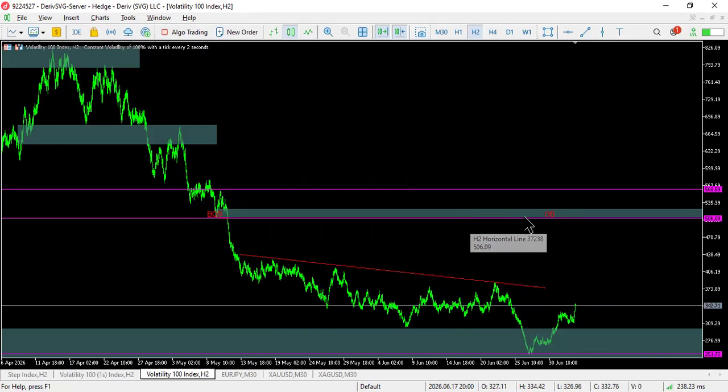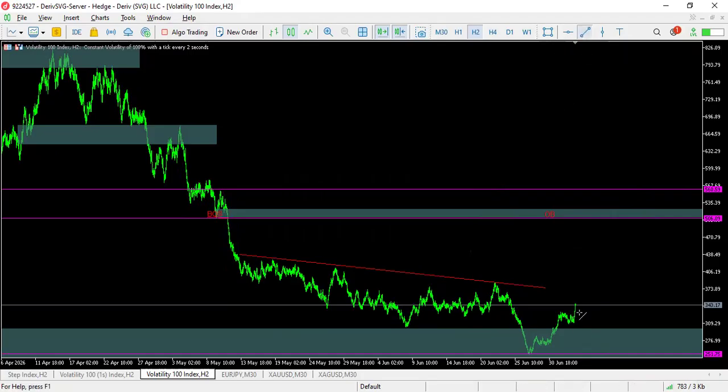So we are going to place a sell limit on Volatility 100 with your entry price at 506.09, stop loss at 560.59, take profit at 251.75, and always apply proper risk management.